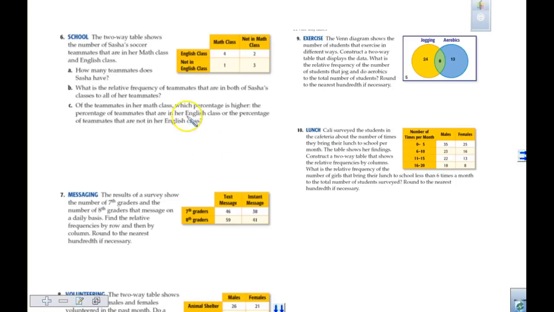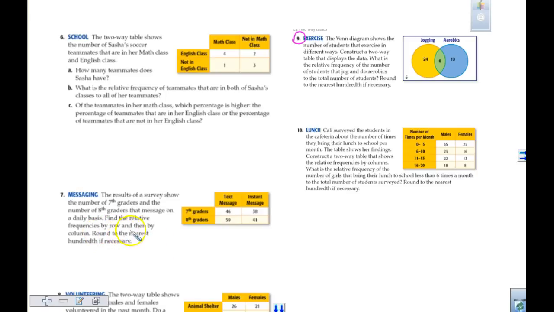Specifically looking for, oh, did you make a relative frequency like they told you? Like, did you make it by the row or by the column? And they tell you in each one. So just very carefully make sure you're reading through and looking at those, okay?